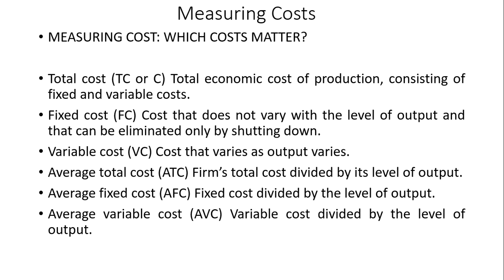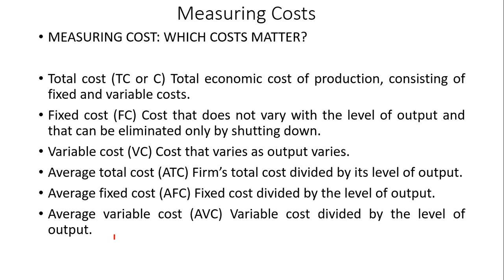Okay, and then we said that fixed costs are costs that do not change with the level of output. They can only be eliminated by shutting down. Okay, and then we talked about the variable costs, and we said that variable costs are costs that vary with the level of output. Okay, and then we said that we can get average total cost.